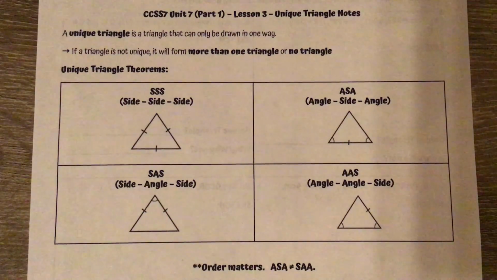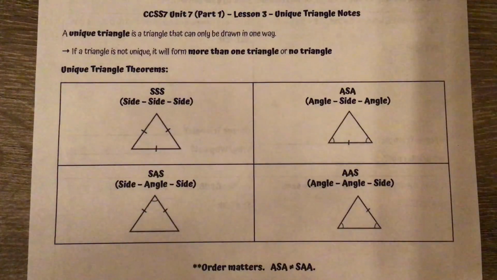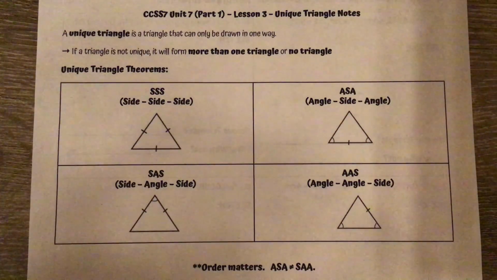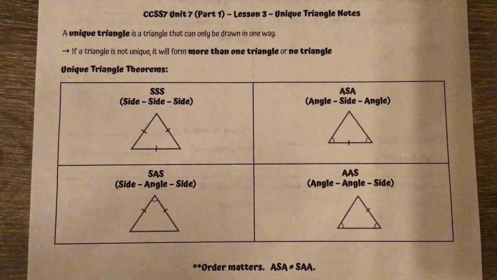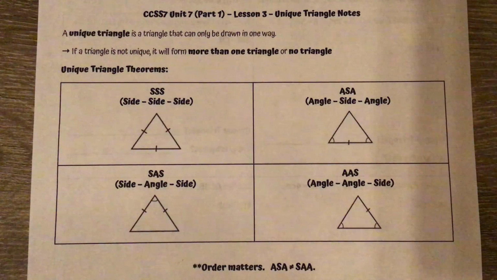Today we're going to be talking about unique triangles. A unique triangle is a triangle that can only be drawn one way. So no matter what, if I give Susie the directions and Mason the directions and they draw it, it should be exactly the same. If a triangle is not unique, it will form either more than one triangle or no triangle. So we're deciding between those three. Is it unique? Does it form more than one, or is there no triangle?